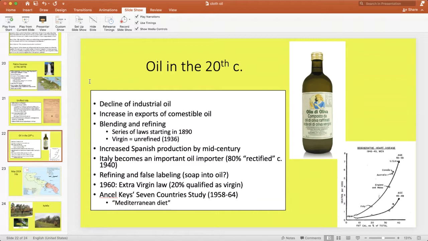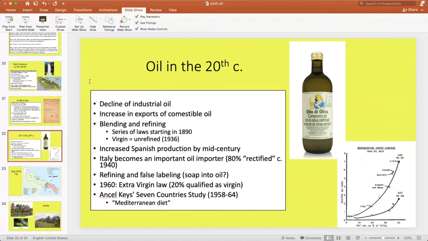The first labeling law is 1936, which defines what virgin oil is meant to be. And that means, in this case, unrefined. I could tell you more about how the term was used in the past, but I don't want to spend time on that now. But in 1936, virgin oil was unrefined and the attempt was made to enforce a law regarding the labeling and the marketing of oils. Blending was eventually made illegal in Italy. It's still practiced in the US and other places to this day.